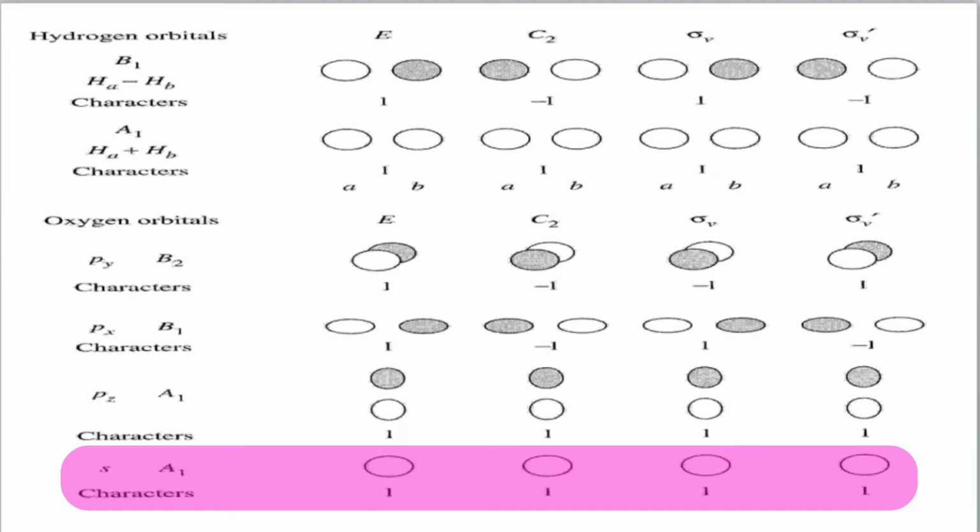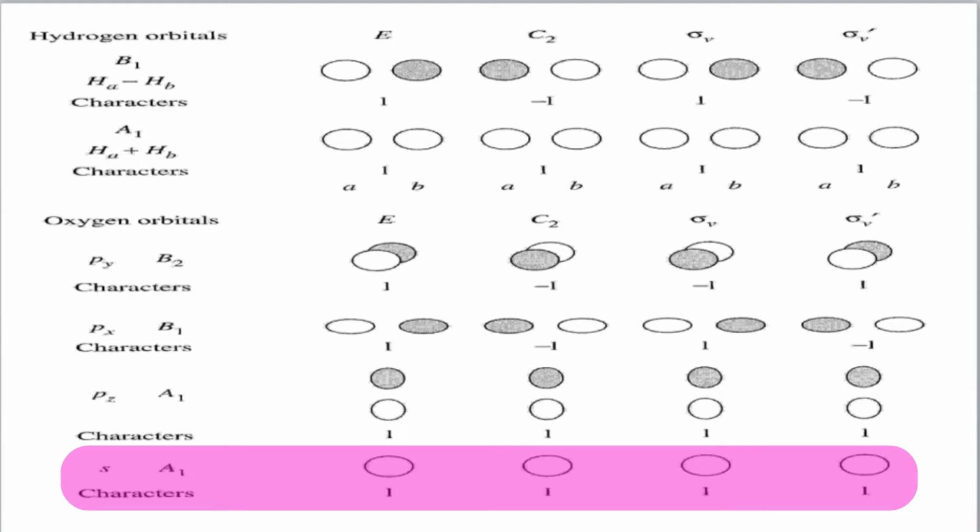The s orbital, which is represented at the bottom, has only one phase, say positive phase. Perform identity operation, no change. C2, no change. Sigma xz, no change. Sigma yz, no change. So 1, 1, 1, 1 is the representation for that s orbital, and it is the A1 irreducible representation. So in the team of oxygen, a player is there wearing the jersey of A1.